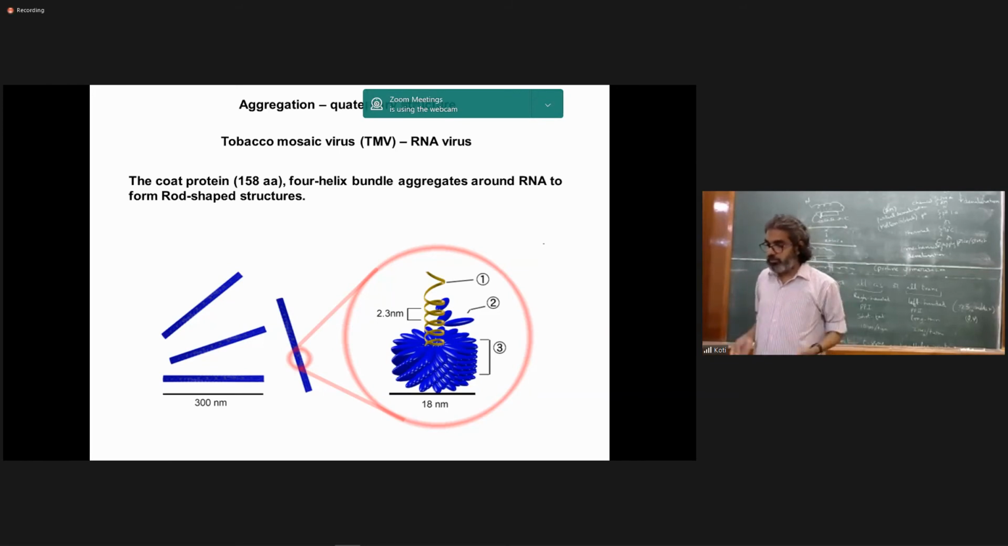This is again considered a quaternary structure because you have a well-defined arrangement of coat proteins, with RNA acting as a template. So it's not purely a protein aggregate, but an RNA-protein aggregate, similar to the ribosome. The ribosome is such a complex machinery, where ribosomal RNA and proteins come together to form 50S and 30S subunits, and then come together forming 70S.